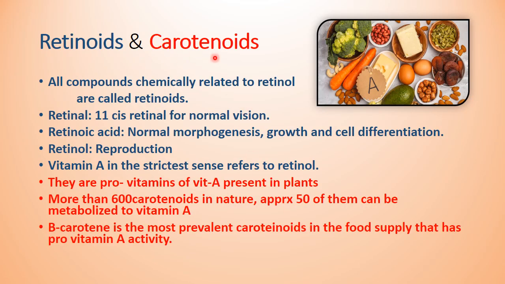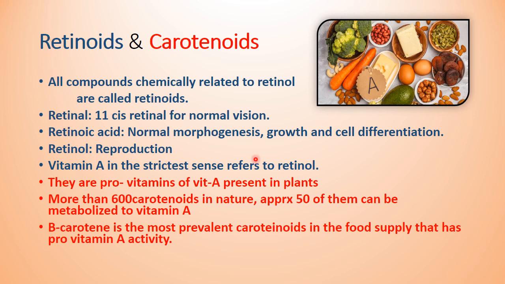Now we come to retinoids and carotenoids. Retinoids are all compounds which are related to retinol. Retinal, 11-cis retinal, is very essential for normal vision. Retinoic acid is very important for normal morphogenesis, growth and cell differentiation. Retinol plays an important role in reproduction.